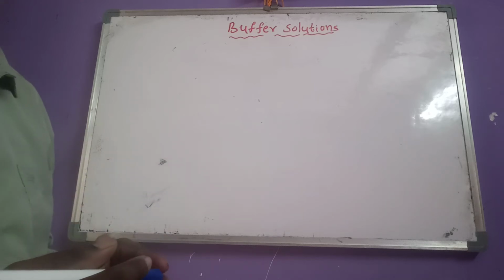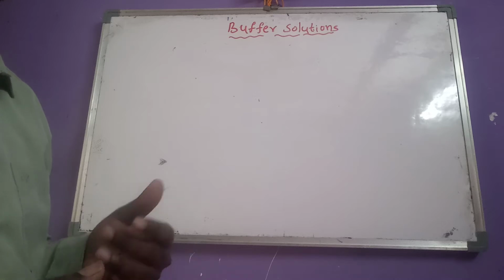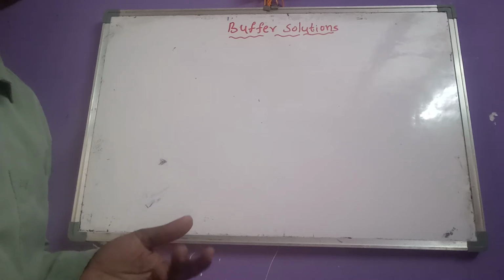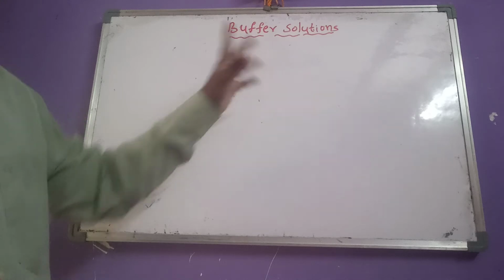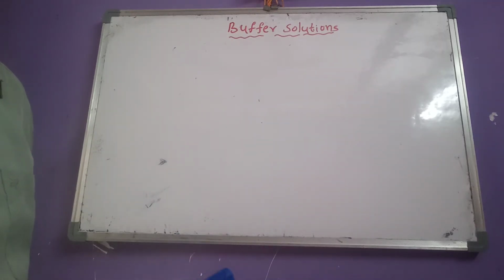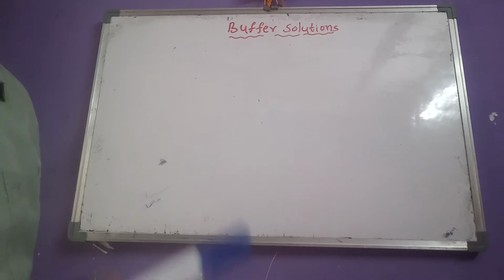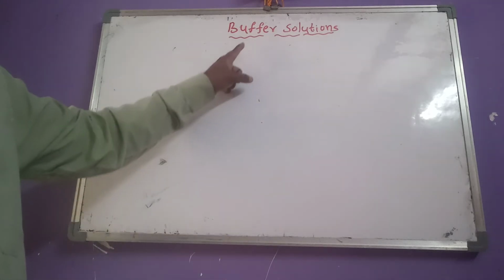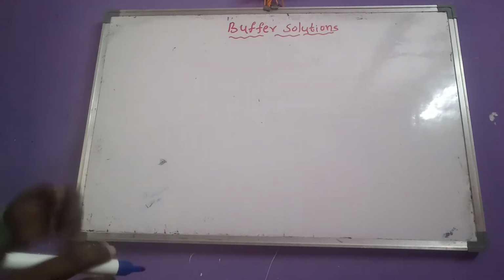The solutions which resist the change in their pH value by the addition of a little amount of an acid or a base are known as buffer solutions. So these solutions will resist the change in their pH value either by the addition of a little amount of an acid or a base. That type of solutions are called buffer solutions. So now one example I give here.